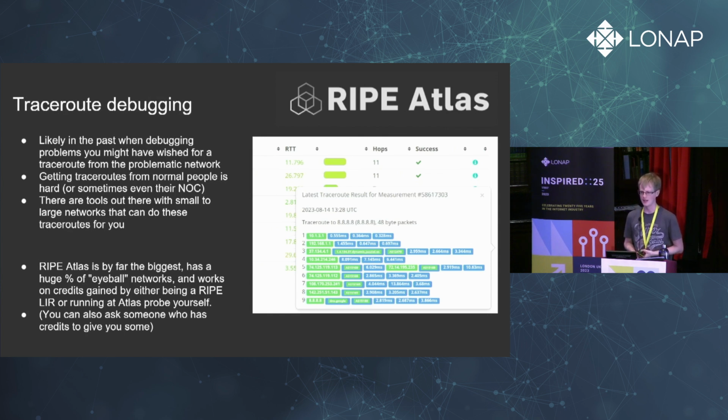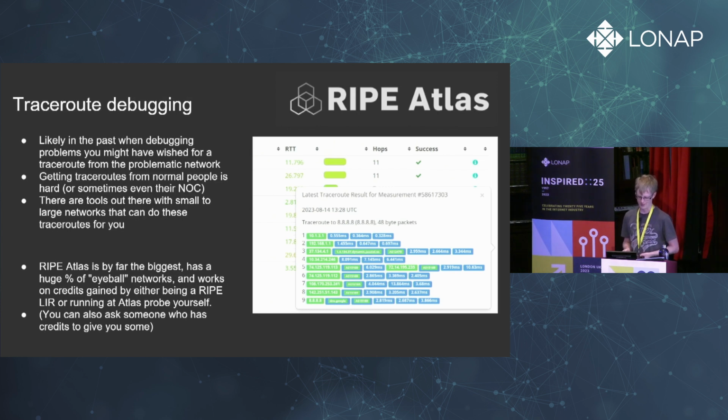So if you see things like, hey, a customer is complaining that in Egypt I can't get to my website, you can actually request traceroutes from Egyptian RIPE Atlas probes and see that for yourself, rather than taking a customer's word for it or potentially trying to extract a traceroute out of a customer that doesn't quite understand how to run traceroute.